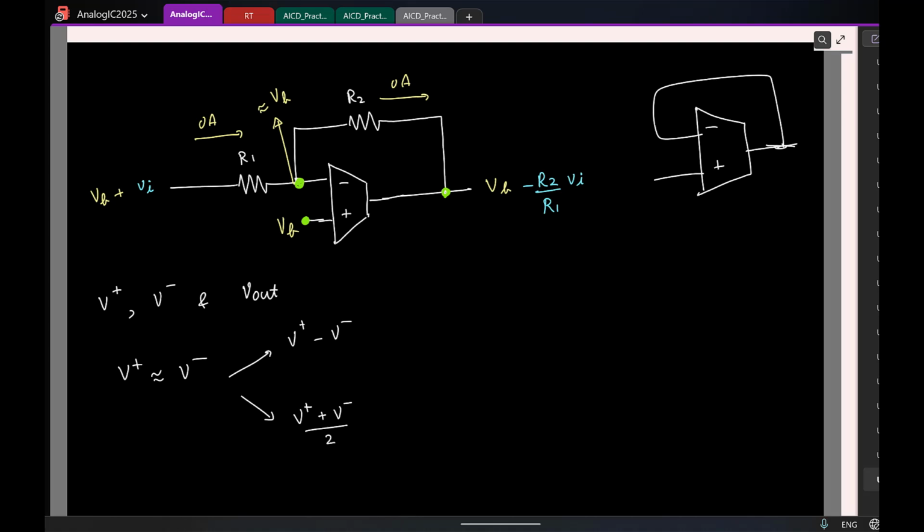And what is the differential part here? That's approximately 0. I don't have to worry about the differential part because it's going to be 0. I'll only worry about the common mode part. So we'll denote this as VICM, the input common mode, sorry. Okay.